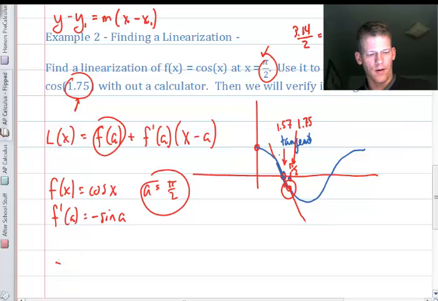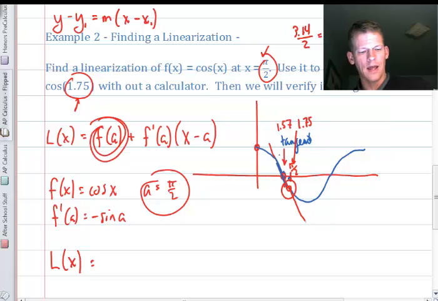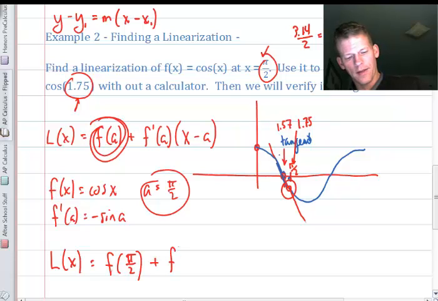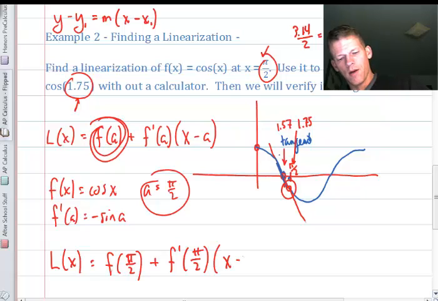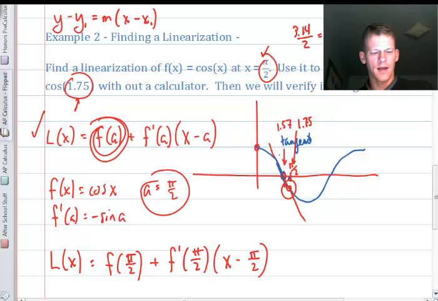Let me write this out here. L of x is equal to f of a, which is really f at pi over 2, plus f prime at pi over 2 times x minus pi over 2. What did I do from this step to this step? I just replaced a with pi over 2. That's it. Because it's pi over 2 and I'm talking about the cosine function, I can figure out these values pretty easily.